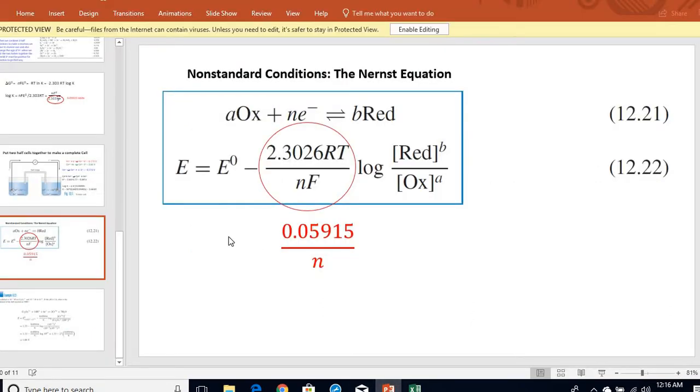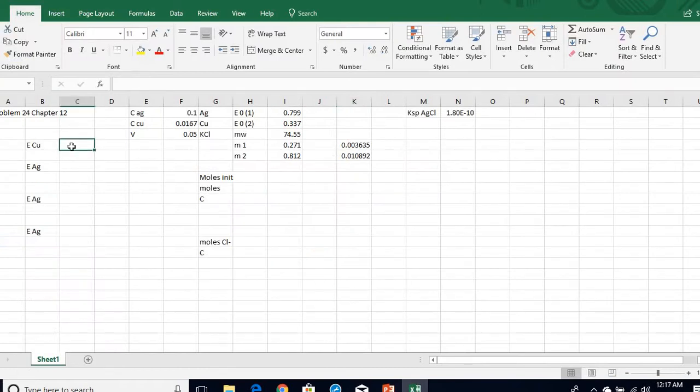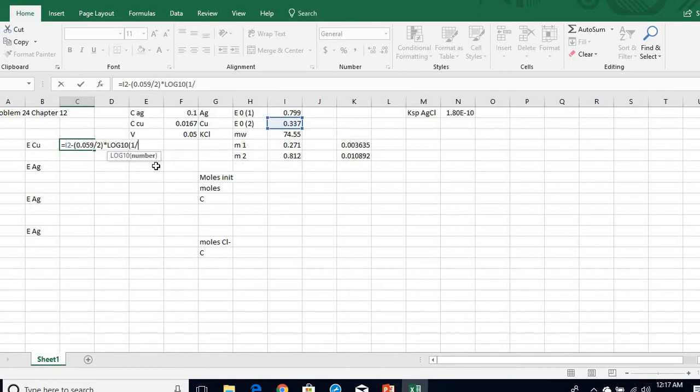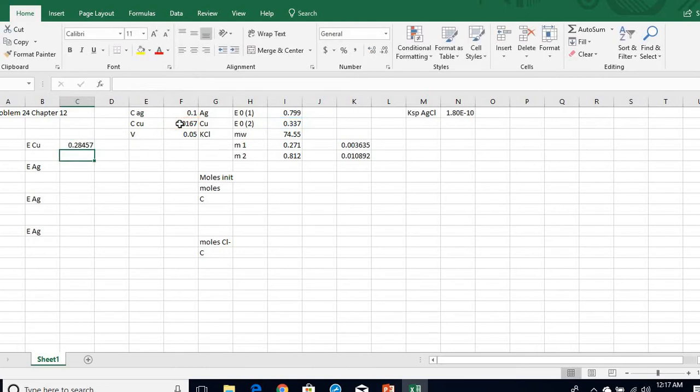So we know that we can find the potential with the Nernst equation shown here. For our copper electrode, the potential will be equal to the standard potential minus 0.059 divided by 2 times log of the reduced form, that's the solid, so it's 1, over the concentration of the oxidized form, and we have the potential of the copper electrode.